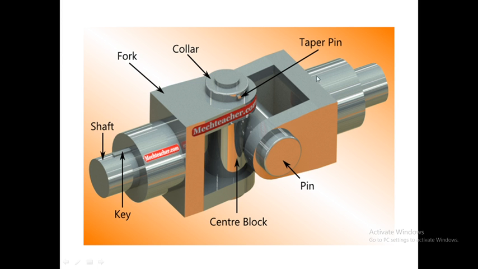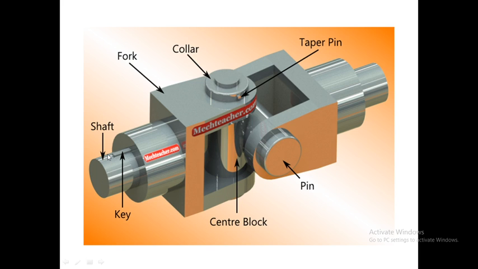You can see here the taper pin. This is nothing but the taper pin, and this was the collar. So this is the collar, this is the end of the vertical pin. Finally what we will do, we will lock this collar with the vertical pin by inserting this taper pin. So this taper pin will pass through the hole which is present inside the collar as well as the pin, so that both the parts get locked with each other.